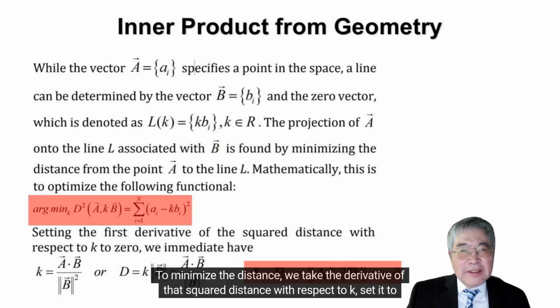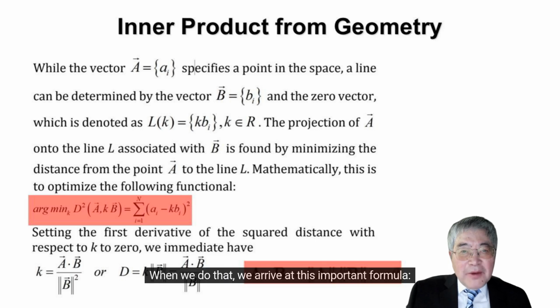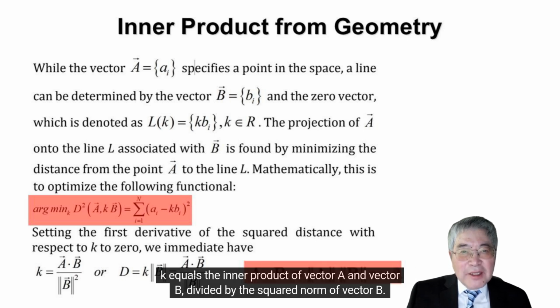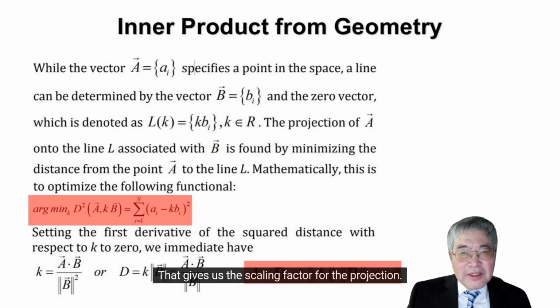To minimize the distance, we take the derivative of that squared distance with respect to k, set it to 0, and solve for k. When we do that, we arrive at this important formula: k equals the inner product of vector A and vector B divided by the squared norm of vector B. That gives us the scaling factor for the projection. And then the distance from the origin to the projected point is d equals a dot b divided by the norm of b. This leads us back to a central identity in geometry.